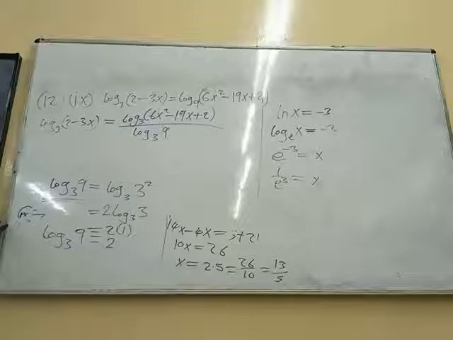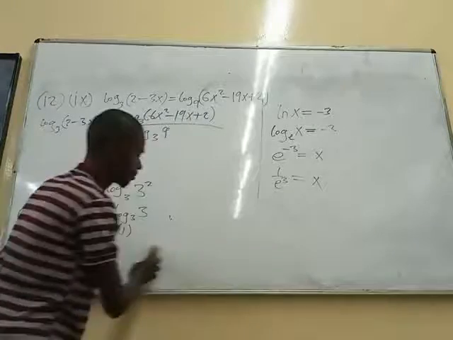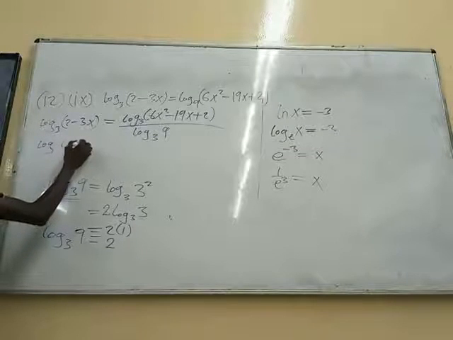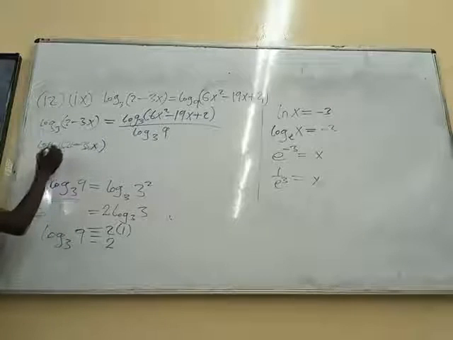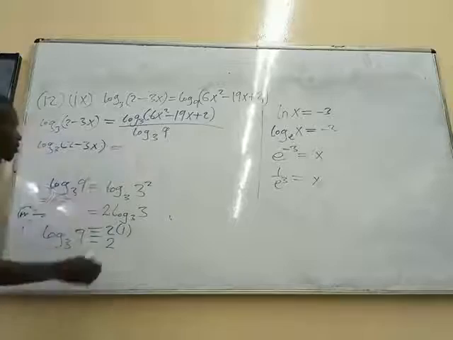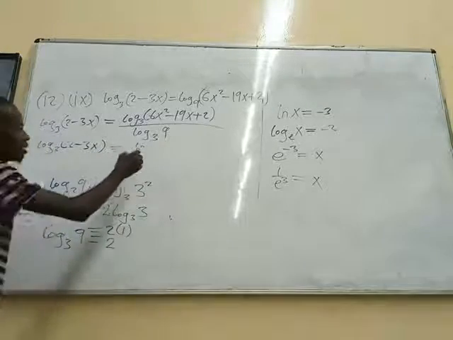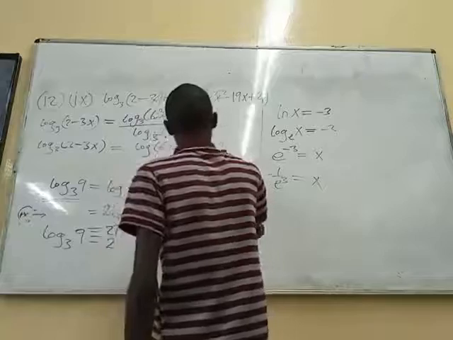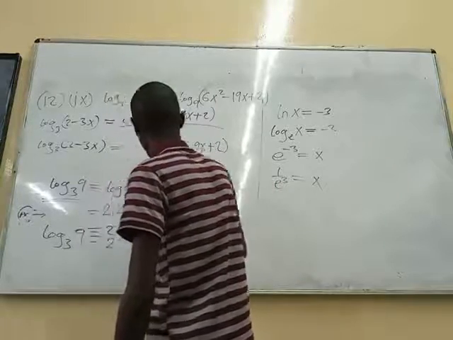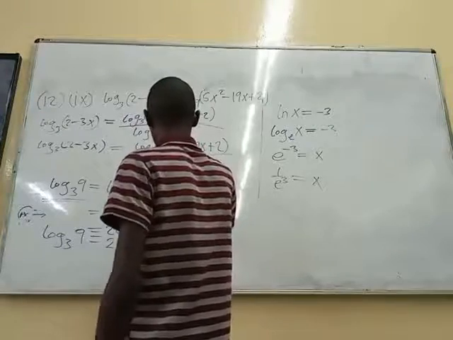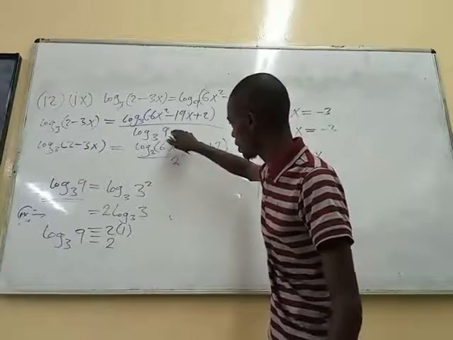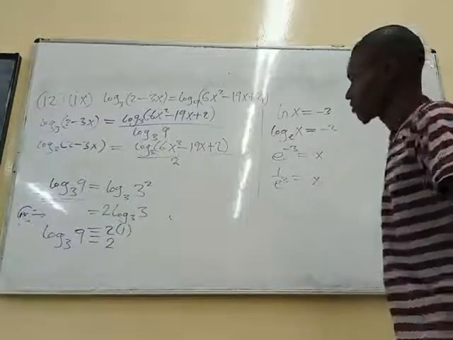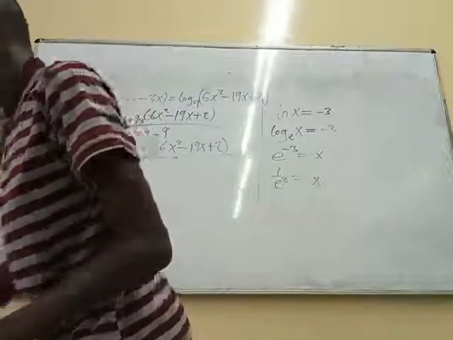Have you copied this part? Okay, hurry up. So let me write this. I'll have log 2 minus 3x, then now I have my base, which is 3. This is equal to log 6x squared minus 19x plus 2 in brackets. And then this is base 3. Then I'm dividing everything by 2. We've simplified this log to just 2. I hope you can copy this.